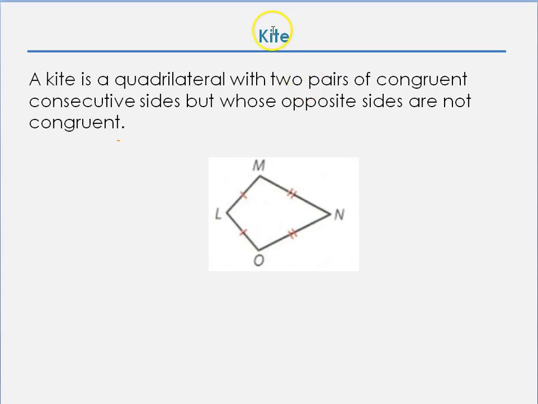We have a kite, a very interesting figure. The kite is a quadrilateral with two pairs of congruent consecutive sides. So you would have LM and LO are the same length, and MN and ON are the same length, but the opposite sides are not the same length. So you can see this has one hash mark, and then there are two hash marks, so they are not the same length.